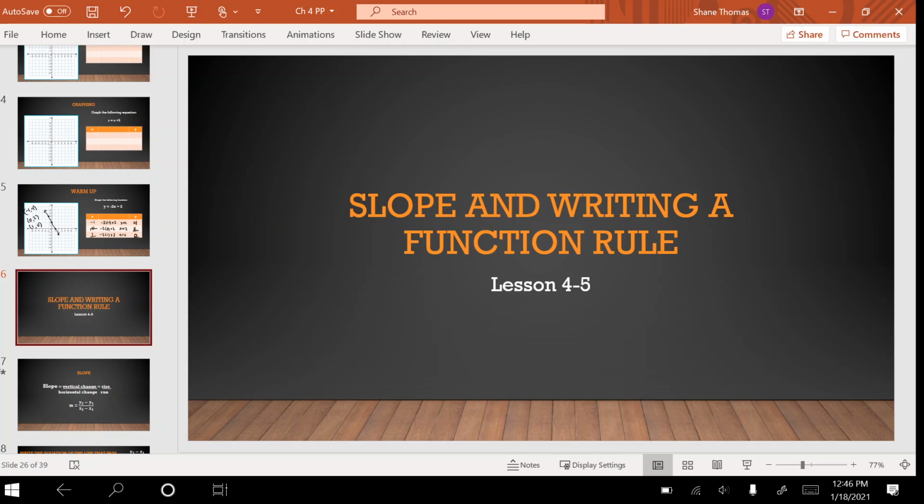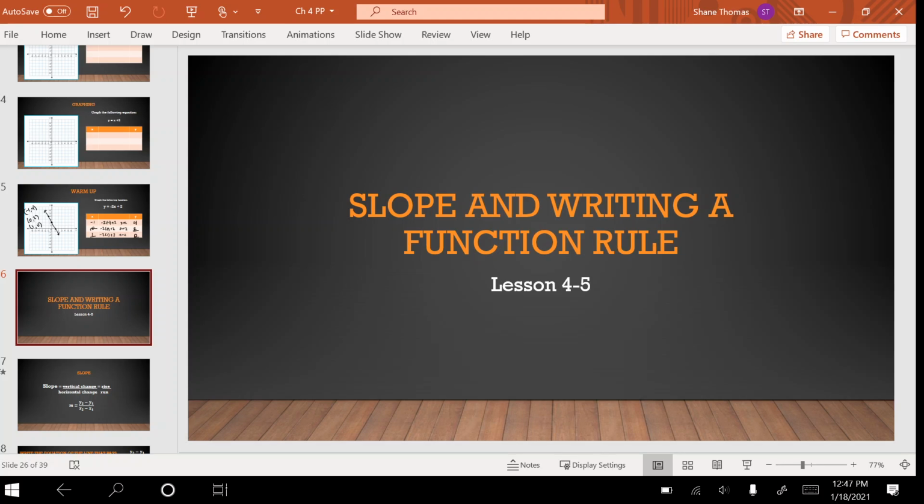All right, slope and writing a function rule. So we're going to add on to that a little bit. We're still going to be doing some graphing type things. We just need to expand a little bit. All right, I want to talk more about this. It's all well and good if you plug points in, but it's not very fun if you have something like y equals 13x plus 26. Who wants to graph that? I mean, it's not on the graph. It's going to be way off. We don't want to do that. So we got to look at it a little more.